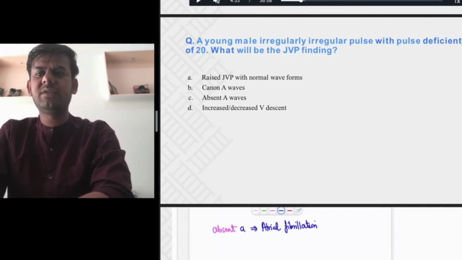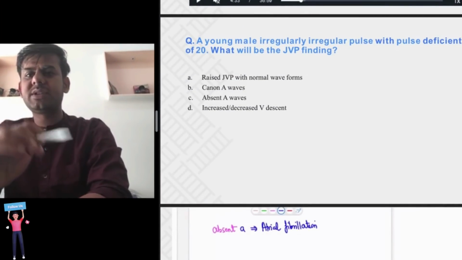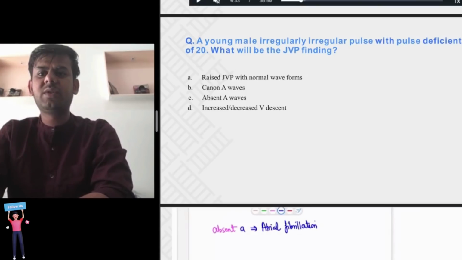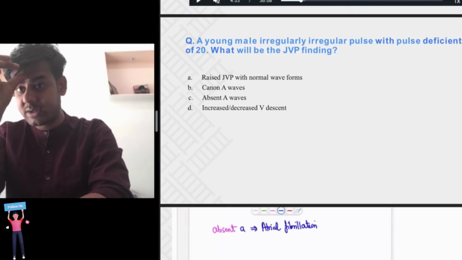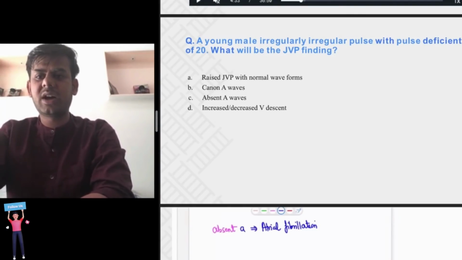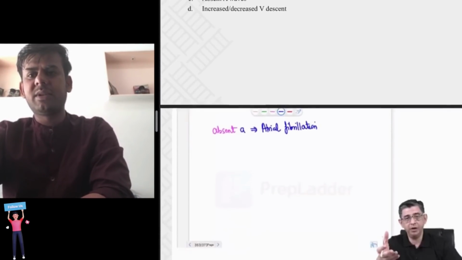Another question was a young male with an irregular pulse with a pulse deficit of 20. So what will be the JVP finding? So this is a case of atrial fibrillation, and the JVP finding in atrial fibrillation is absent A wave.